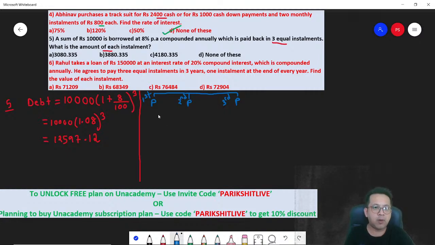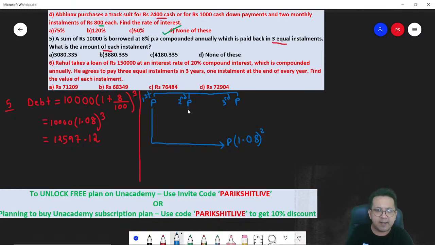Correct? Now what will happen? At the end of 1 year, you decided to return P rupees. Good. Bank feels happy about it. Why? Because the money was due only at the end of 3 years. You returned at the end of 1 year. So bank is going to take your money and put it in the bank savings account. For how many years? For 2 more years. Because bank got the money 2 years in advance, it's gonna earn interest on it. How much interest? 8%. So 1.08 whole square.